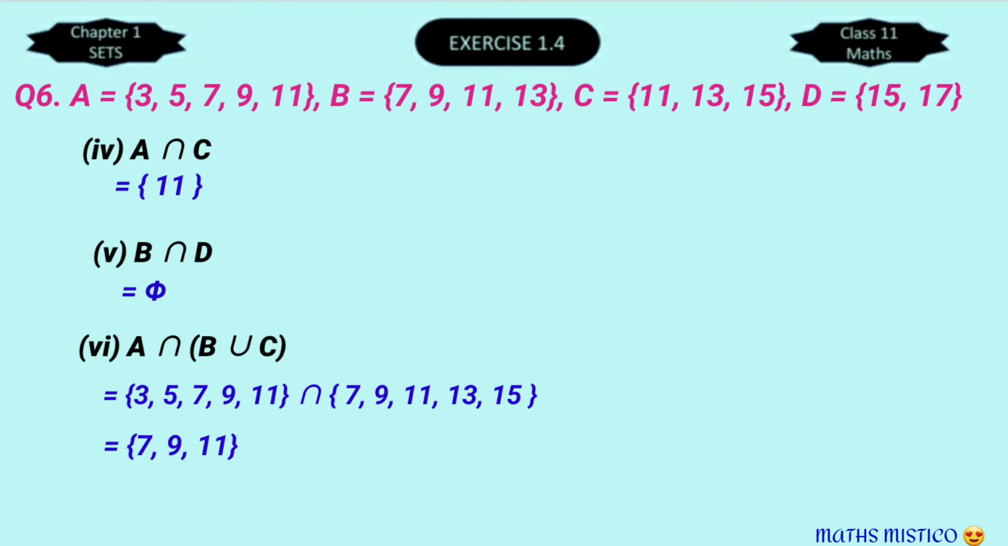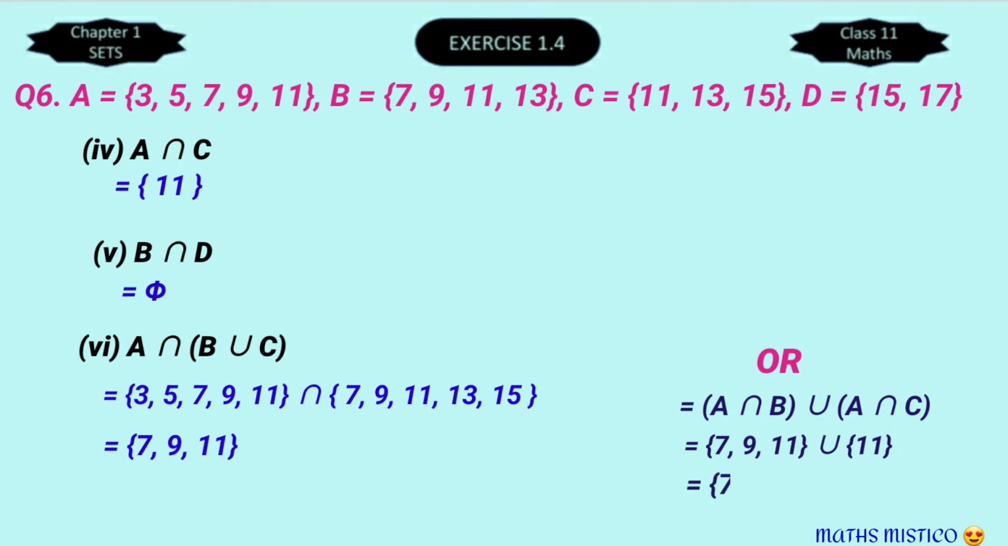This question can also be solved by using the distributive property of intersection, according to which we will write this equal to A intersection B union A intersection C. A intersection B is 7, 9, 11. Intersection of A and C is 11. Now you can easily take the union of these two sets and we get the set 7, 9, 11.